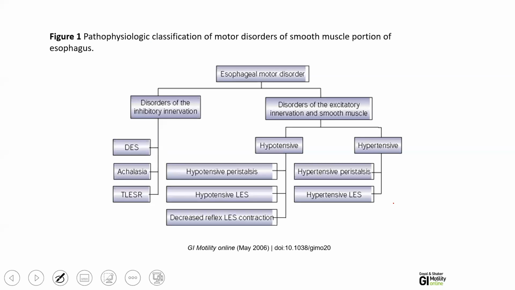Here I summarize it just for you guys. I'm going to upload it to YouTube. Here we discussed the esophageal muscle disorders: either an inhibitory innervation disorder, or a disorder in the excitatory innervation of the smooth muscle. And here I'm talking about smooth muscle, not the striated muscle, at the lower esophageal sphincter.